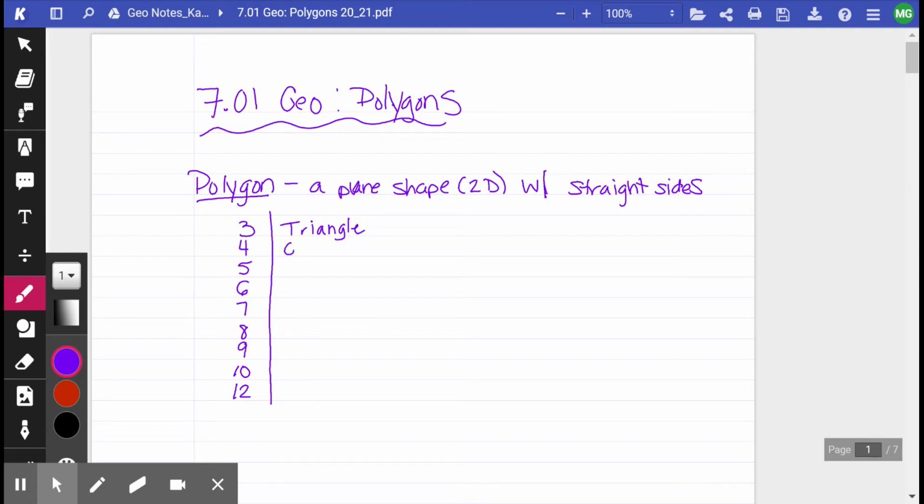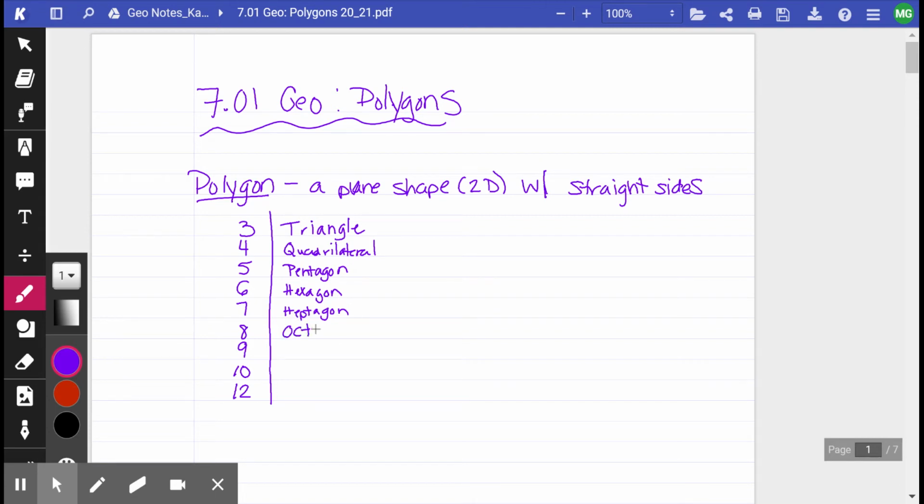All right, so hopefully you came up with quadrilateral. If you said square or rectangle, that is too specific. A quadrilateral is just any polygon with 4 sides. 5 sides is a pentagon. 6 is a hexagon. 7 is a heptagon, and that's probably the most common one for students to miss because they call it a septagon, but it's a heptagon.